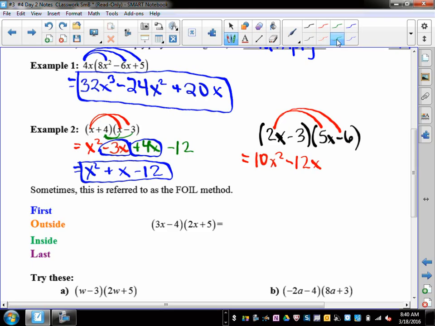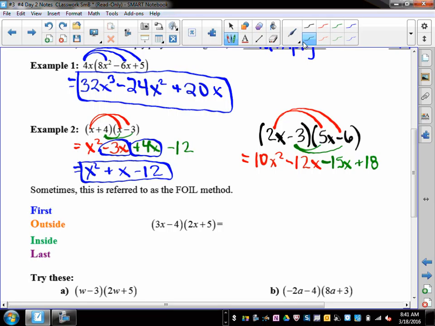Now I get to distribute again because everyone loves it so much. Negative 3 times 5x. Notice it's my negative 3 that I'm distributing. Negative 3 times 5x is negative 15x. Are you sticking with me, Natalie? Good. And negative 3 times negative 6 is positive 18. No, there's nothing left to distribute. We already distributed both terms.